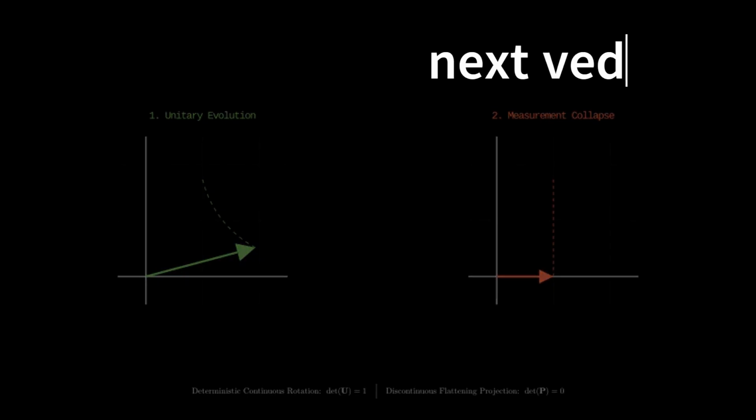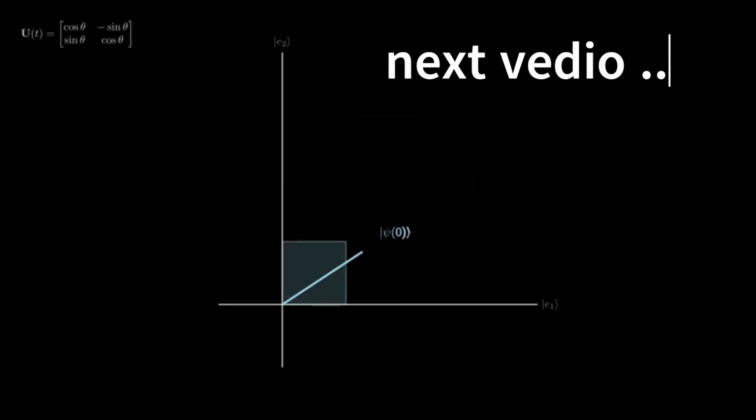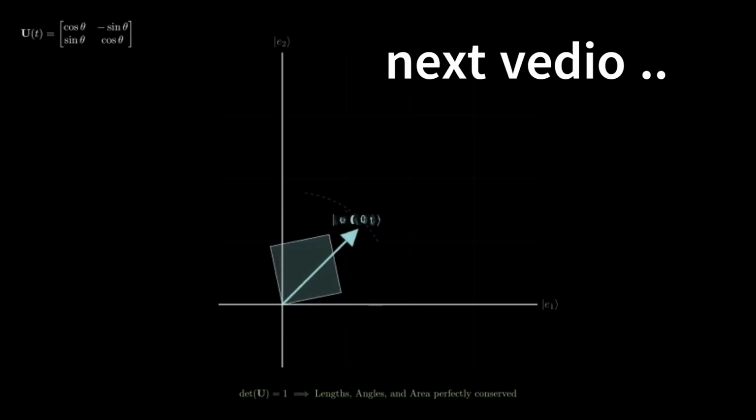Now that we understand how matrices act on our space, we are ready to watch them drive the clock forward. Join us in our next episode, Part 3, The Architecture of Time, where we explore the continuous, rigid rotation of the unobserved universe.